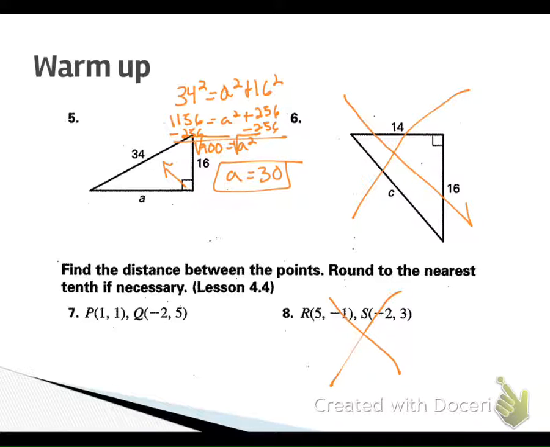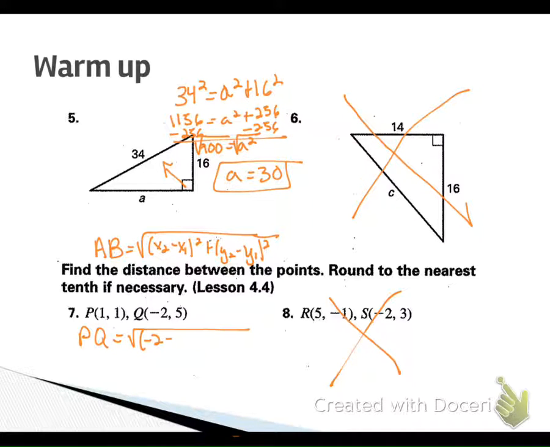Okay, and then we're skipping 6. We're going to go down to 7. So we had the formula for our distance yesterday, which is AB equals the square root of x2 minus x1 squared plus y2 minus y1 squared. So we're going to go down here, we're going to do the distance of PQ. Okay, x2 is negative 2 minus x1, which is 1, quantity squared, plus y2, 5 minus 1, quantity squared.